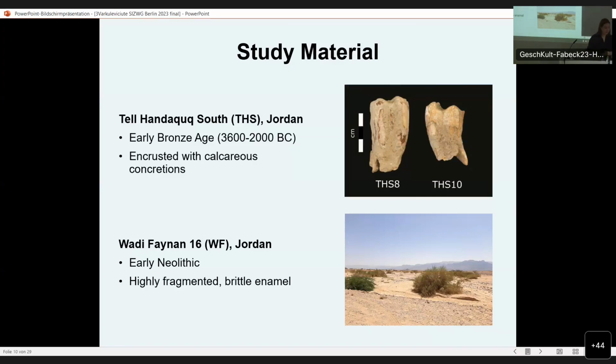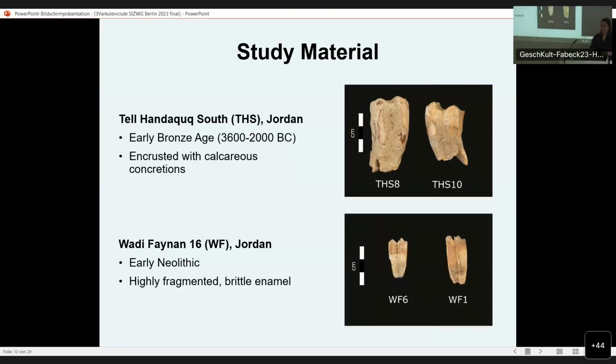The second site is Wadi Faynan in Jordan. It is an early Neolithic site in the arid Wadi Faynan. And the teeth from this site were highly fragmented, super brittle, and the enamel was extremely thin.